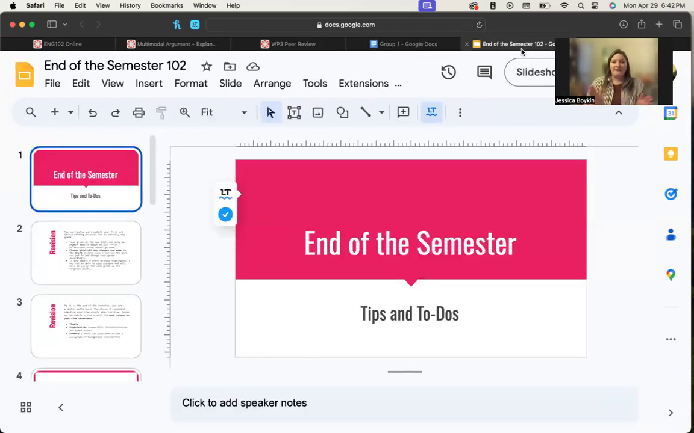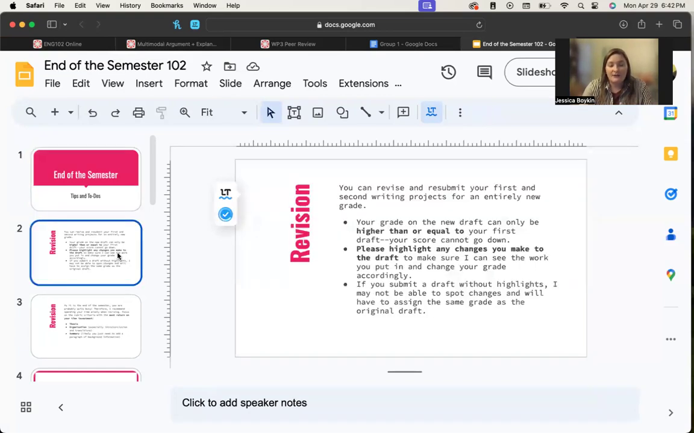Okay. And then finally, end of the semester. I'm not going to go over these slides. There's a lot of text on here, but the most important thing for you to know is that you can revise your papers. I think a lot of you already know this, and we've gone over it before, but just in case you forgot or didn't realize, if you did not like the grade that you got on the paper when you submitted it and got it graded from me, you can revise it.